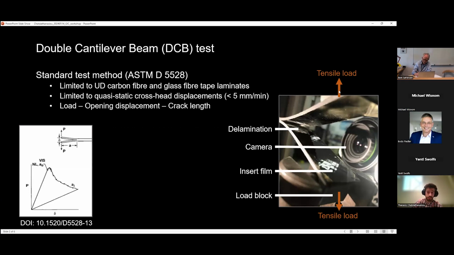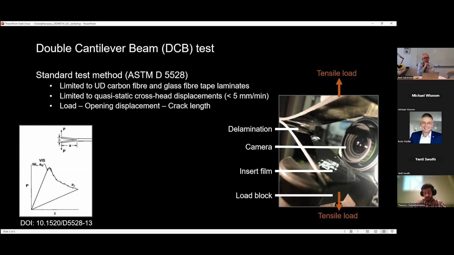We apply tensile load on the specimen arms of this rectangular beam, and we obtain a mid-beam interlaminar delamination. Unfortunately, if we take a close look at the standards, we will see that they are rather limited in terms of their applicability, as they are only applicable for unidirectional laminates, meaning only the zero interface can be tested. When we change the interface, we're deviating from the standards, and therefore this might cause some issues. They are also limited to quasi-static crosshead displacements, so no high strain rates, no fatigue.